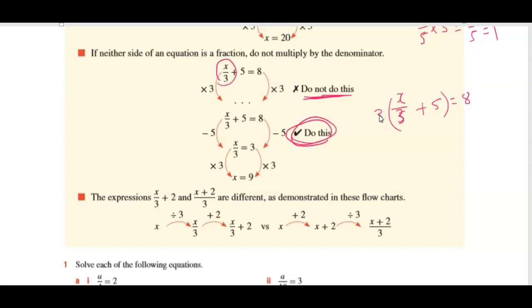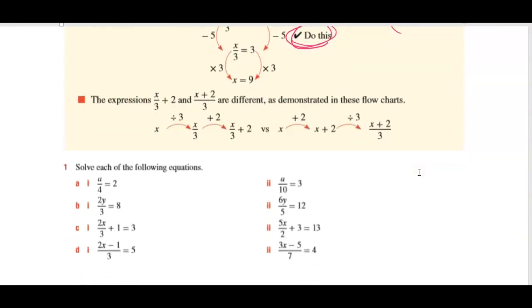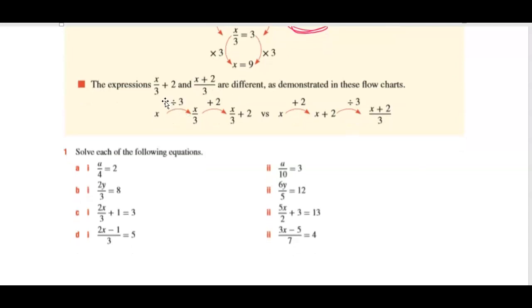So when you're solving algebraic fractions, do this. Okay, get rid of your constant first. So you can see here, they've taken the 5 away first and are left with x over 3 equals 3, and then multiplied by 3. Okay, so undoing the fraction by taking the constant first. All right, the next point is just saying that x over 3 plus 2 and x plus 2 over 3 are different. Okay, so they're just showing how they're different there. So just making sure they're not the same thing. Okay, and you can read through that.